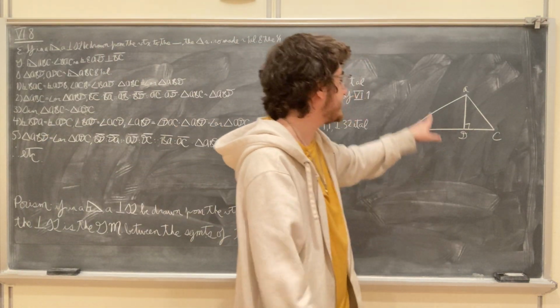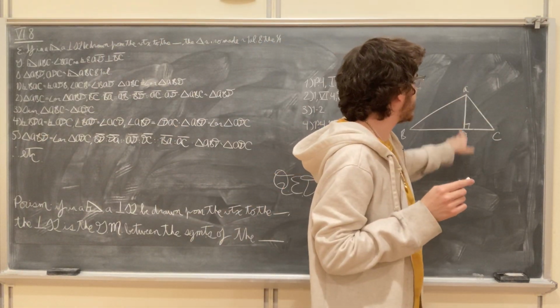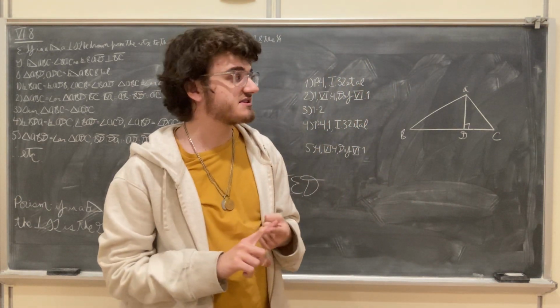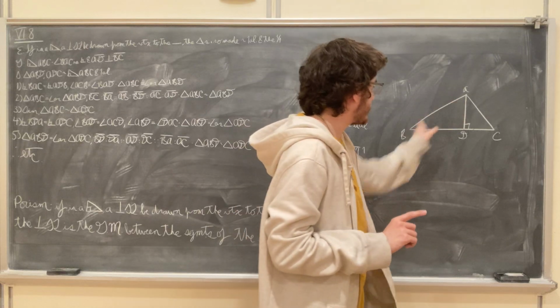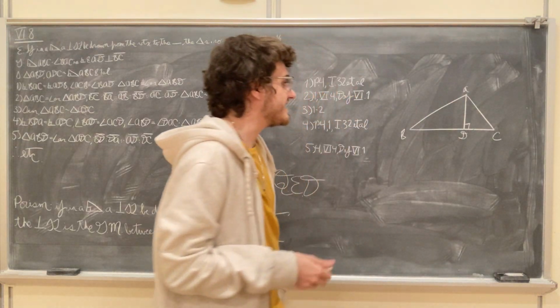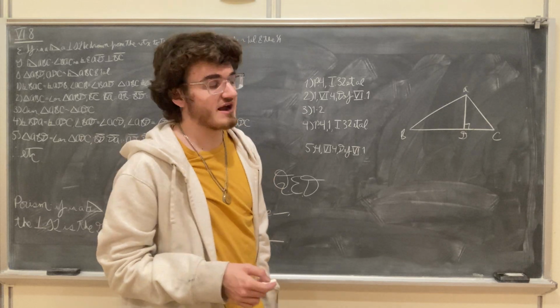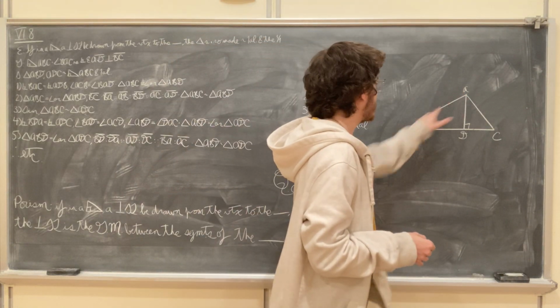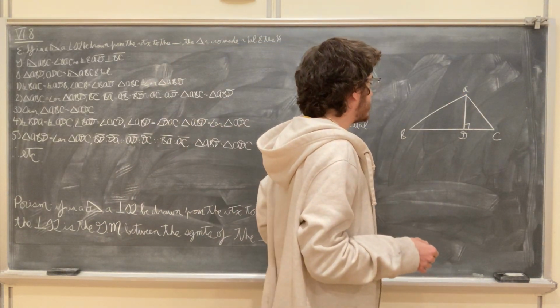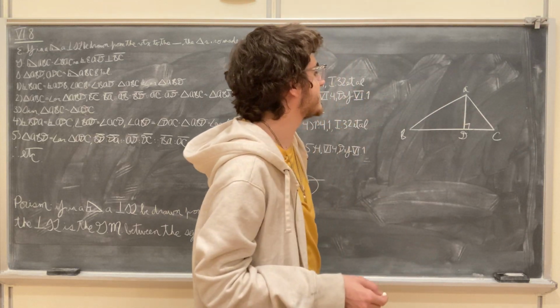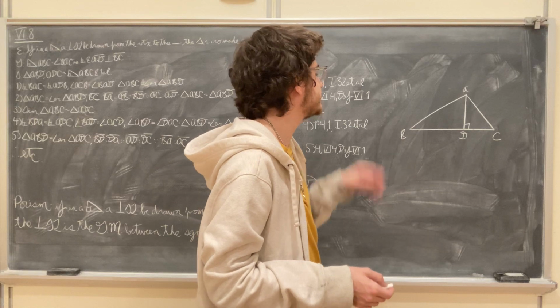triangles ABD and the triangle ADC, that these two triangles are both similar to each other. That is, that the triangle ABD is similar to the triangle ADC, and that both are similar to the whole triangle. That is to say that the triangle ABD is similar to the triangle ABC, and also that the triangle ADC is similar to the triangle ABC.